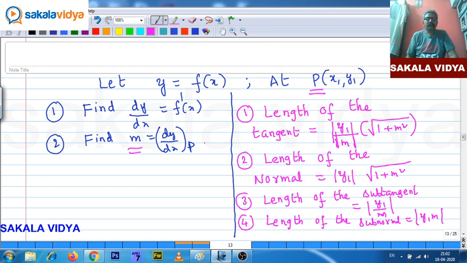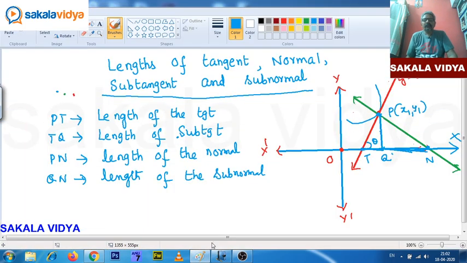Next, I can ask one question to you. How to find out the area of the triangle formed by this tangent, normal with x axis? This area we need to find out. The angle between them is how much? This will be 90 degrees.